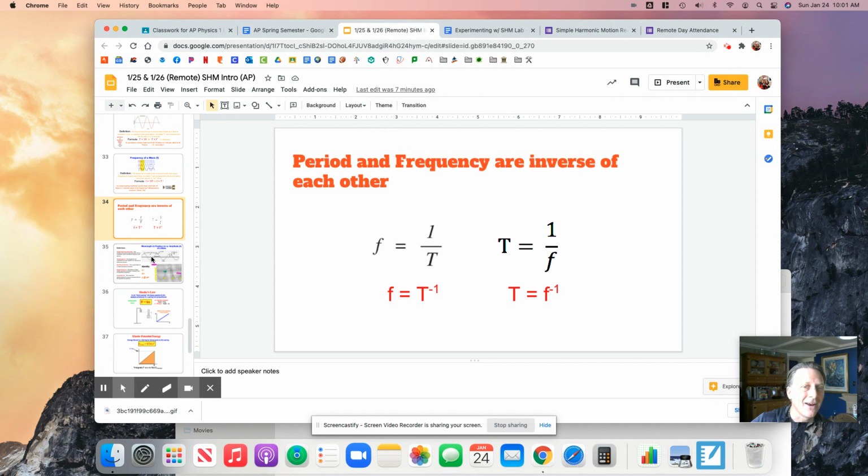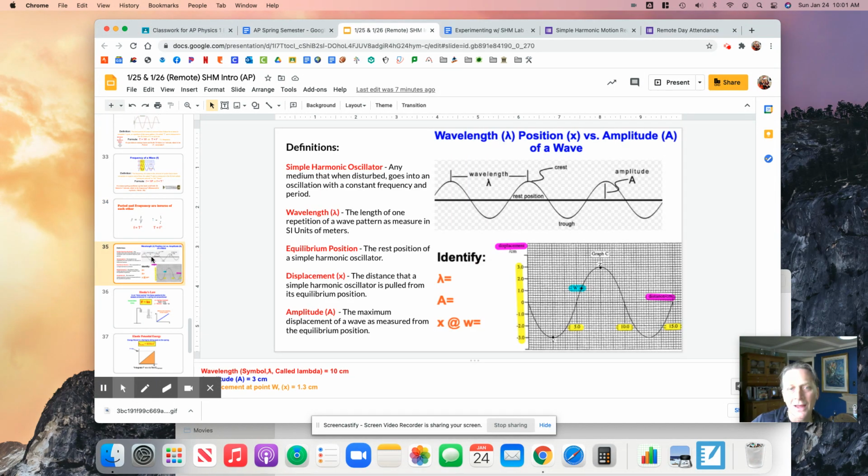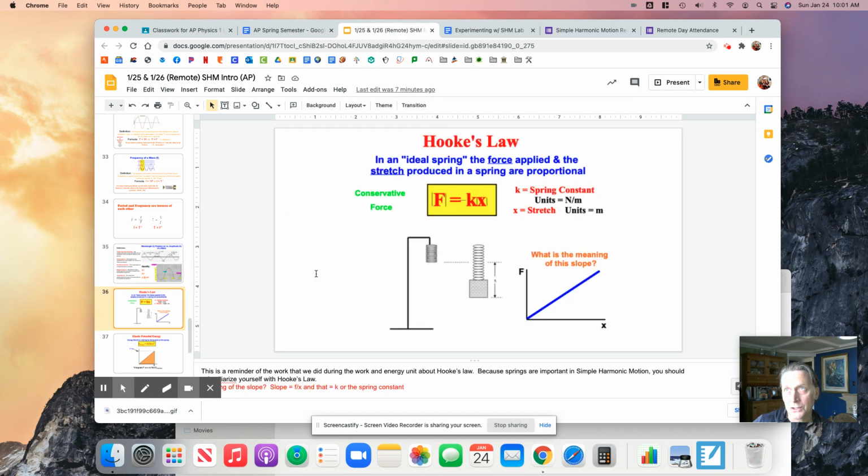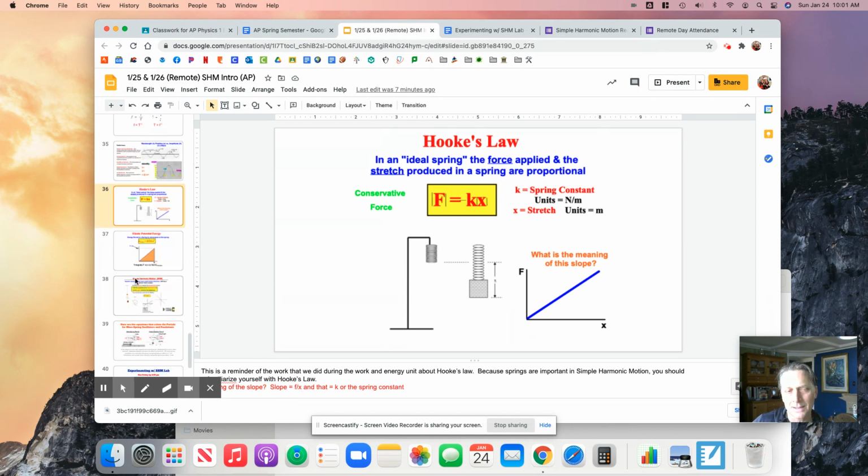All right, now as far as some characteristics of a wave, we've got these characteristics. I put some definitions at the bottom. But so what is a simple harmonic oscillator? What is a wavelength? What is an equilibrium position? What's displacement versus amplitude? Some of this might help you with the questions and the reading comprehension too. The questions there just ask you really about these types of things.